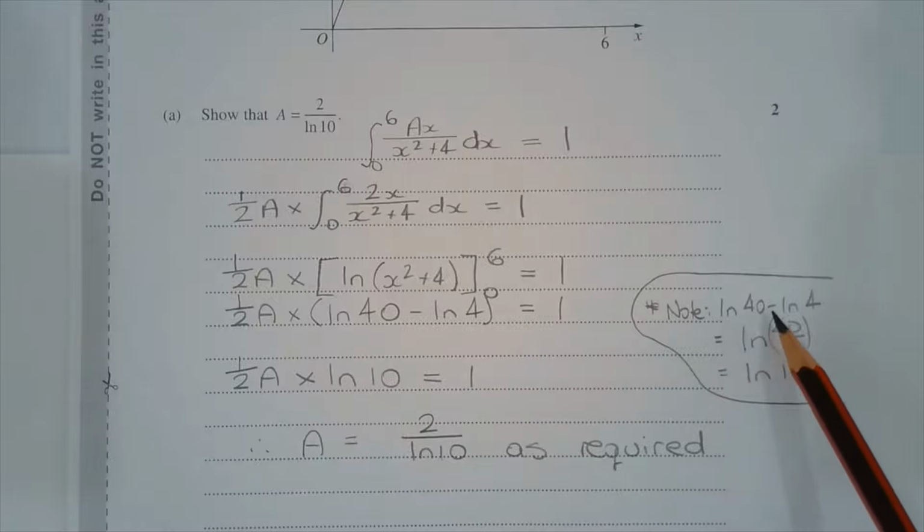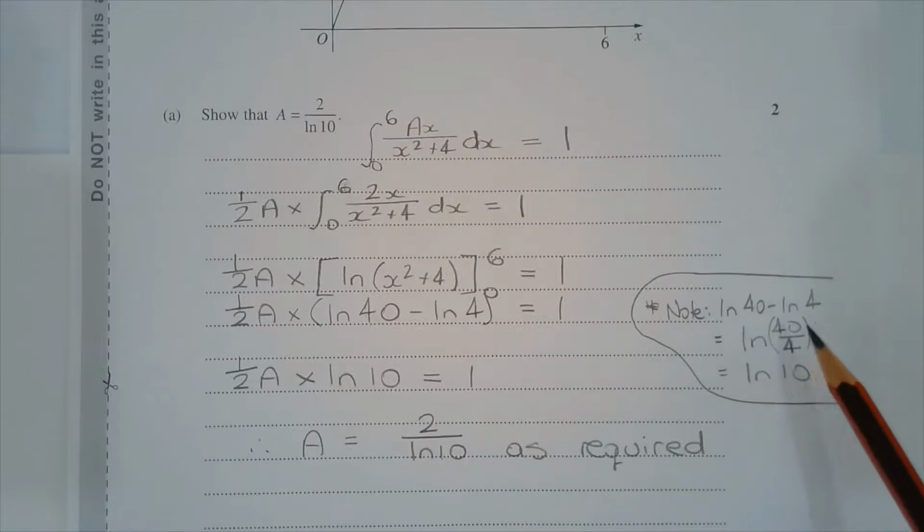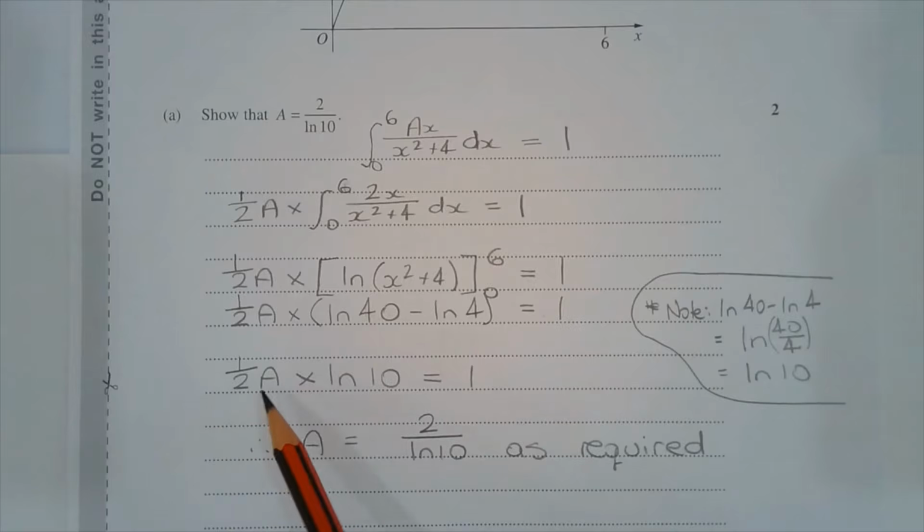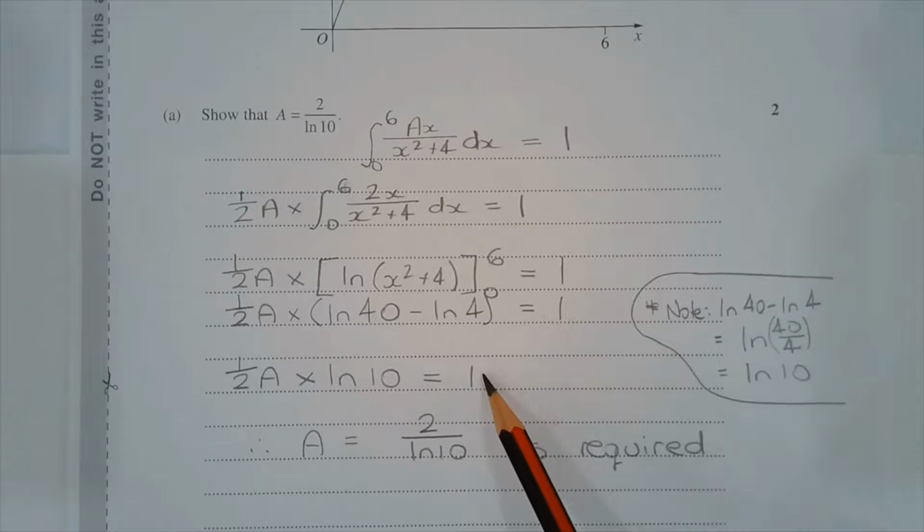And note that ln of 40 minus ln of 4 is equal to ln of 40 over 4. That's from one of the logarithm laws, and that's equal to ln of 10. So we have half a multiplied by ln of 10 equals 1. Multiplying both sides by 2 and dividing both sides by ln of 10, we have a is equal to 2 over ln of 10 as required.